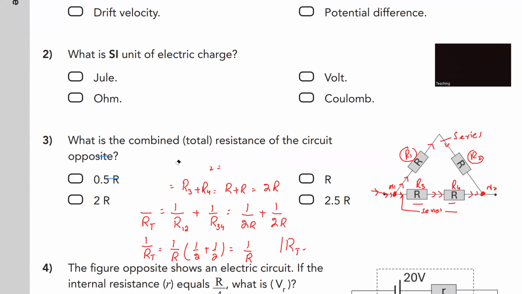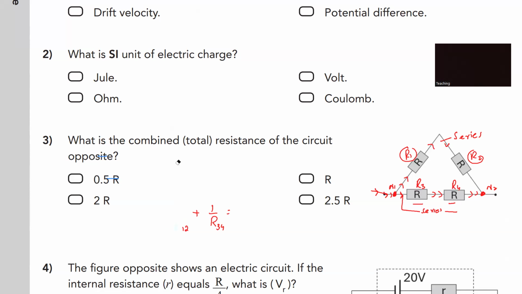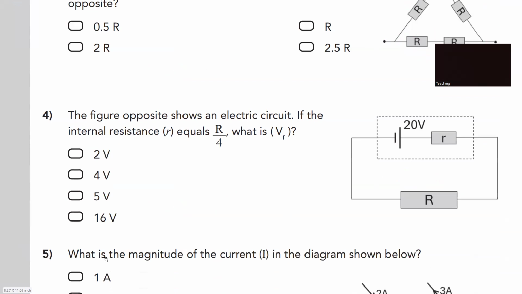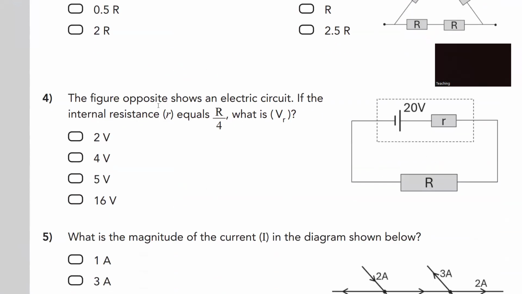Okay. Question number 4. Now we're discussing question number 4, and we have to know how to solve question number 4. Okay. So now we move towards question number 4. And our question number 4 is: the figure opposite shows an electric circuit. If the internal resistance is r equal to R by 4, what is the VR?